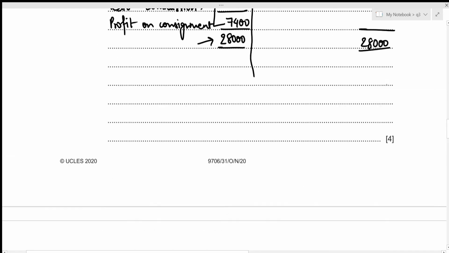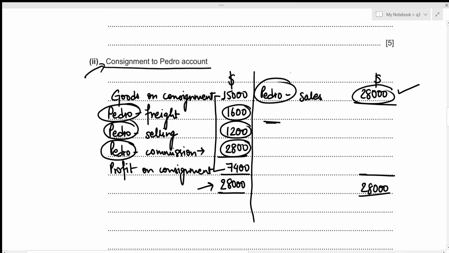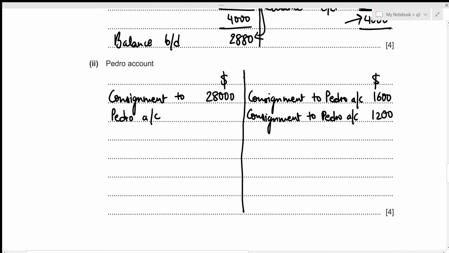Let's have a look above. Then finally, we have our commission, and this amounts to 2800. Since this is recorded on the debit side, on the Pedro account, we will be recording this amount of 2800 under the heading of consignment to Pedro account, but on the opposite side, which is the credit side. Let's do that. We have consignment to Pedro account. This reflects his commission amounting to 2800.